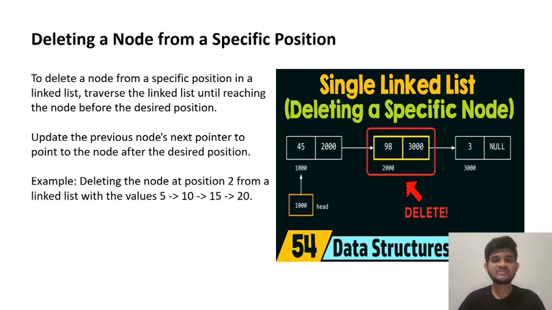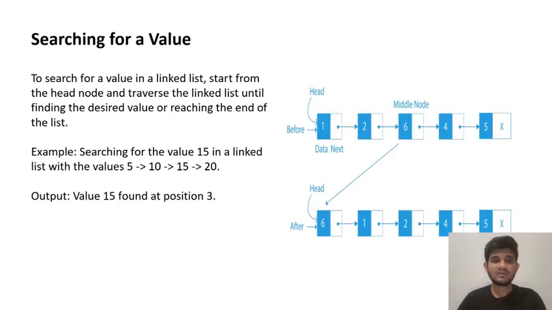Deleting a node from a specific position. To delete a node from a specific position in a linked list, traverse the linked list until reaching the node before the desired position. Update the previous node's next pointer to point to the node after the desired position as shown in the figure. Now let us see searching for a value in a linked list.